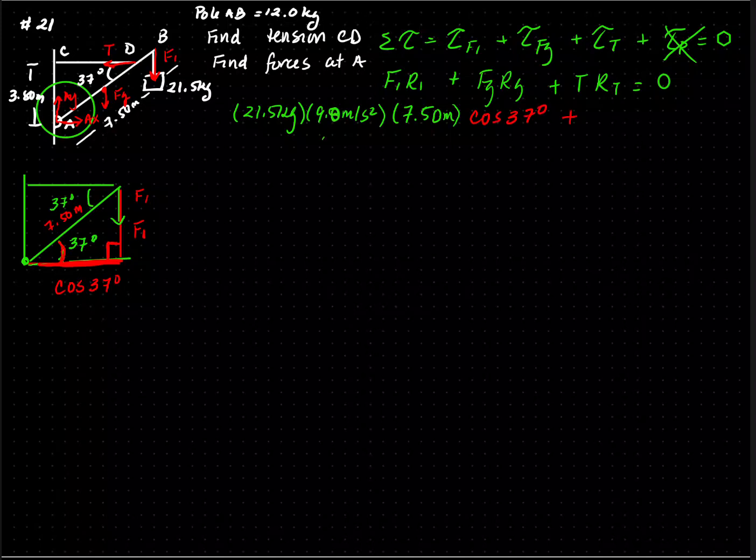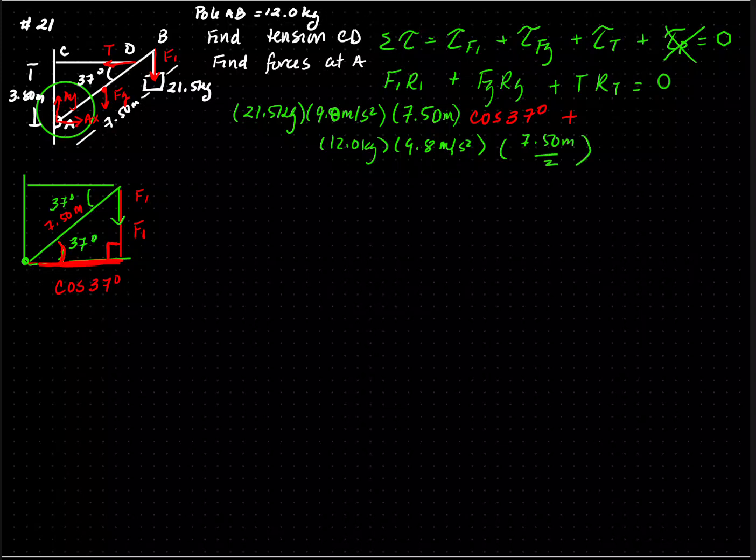Plug in for the weight, which is 12 kilograms. Need to convert it into newtons, so times 9.8 meters per second squared. Since it's the midpoint of the pole, it's going to be 7.50 meters divided by 2.